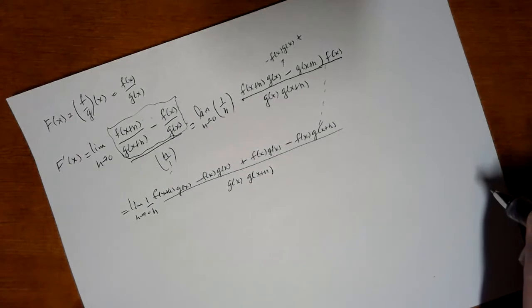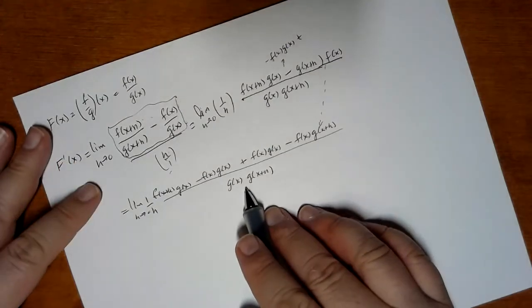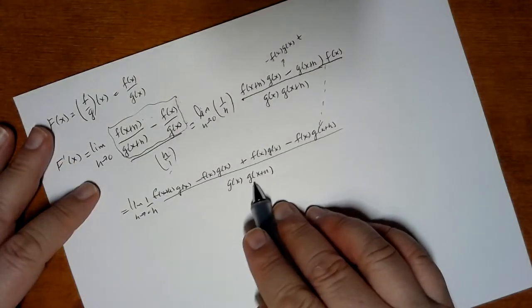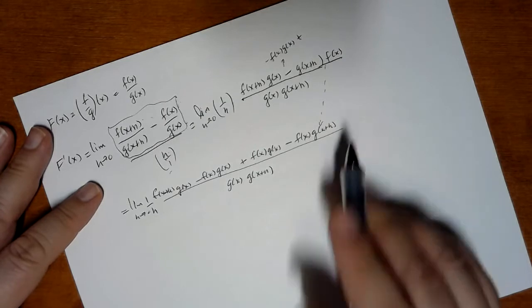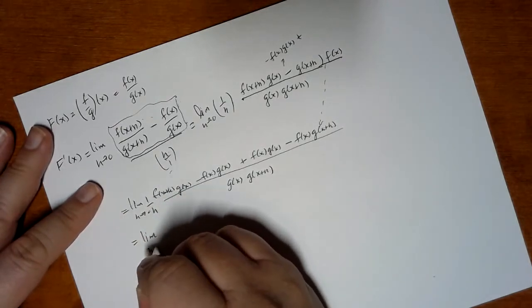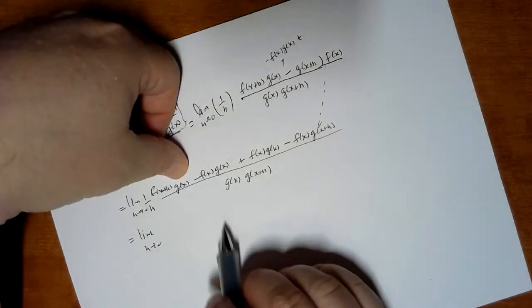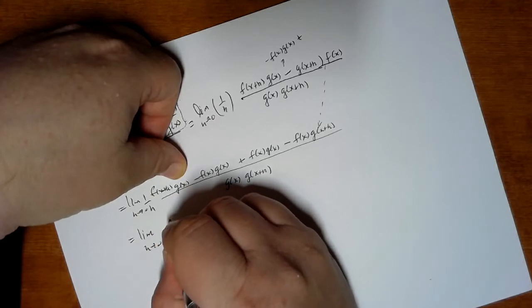I think we're just about ready to go here. I'm going to go ahead and bring my g of x times g of x plus h out, and then I'm going to just rearrange things a little bit. And you might see here, we have a common g of x term. So that's going to be f of x plus h minus f of x.